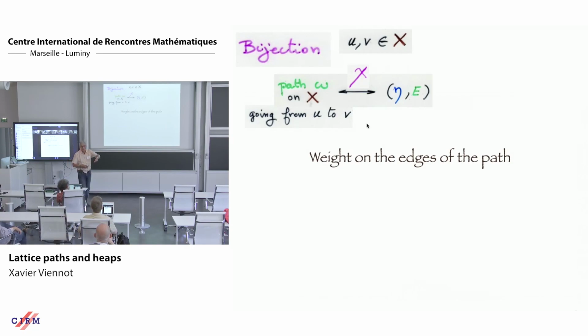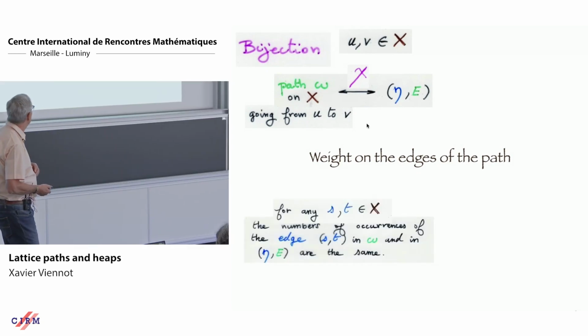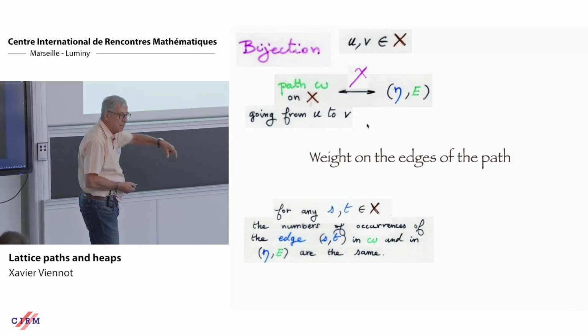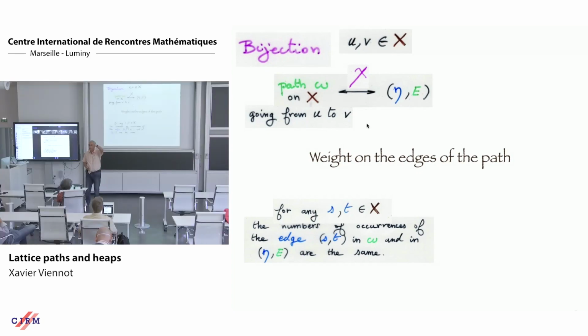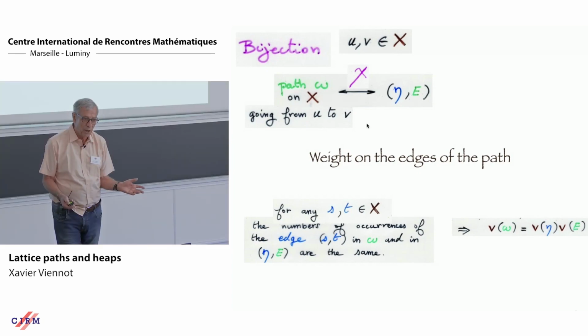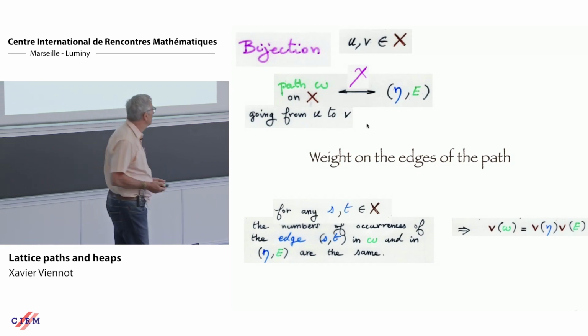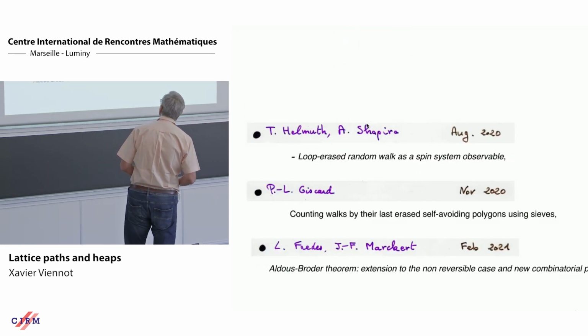You can even put some weight on the edges. The weight is just a formal variable for the edges. And the weight of a cycle or a path is the product of the weights of the edges. And so the weight is preserved, because in this bijection, the number of times a certain edge appears in the path omega will be the same as the number of times it appears in the heap. And also with this inversion theorem, you can work with all kinds of weights of paths, so you have a wide variety of possible propositions.